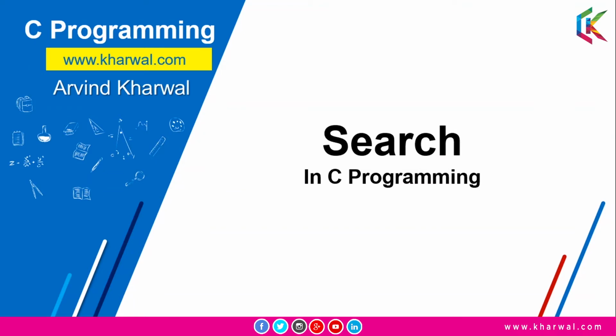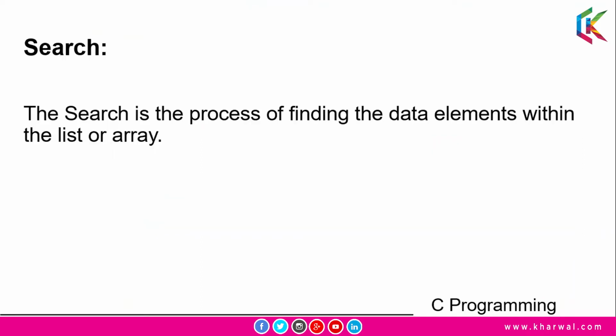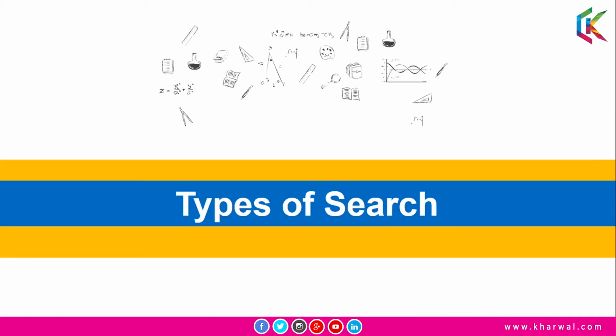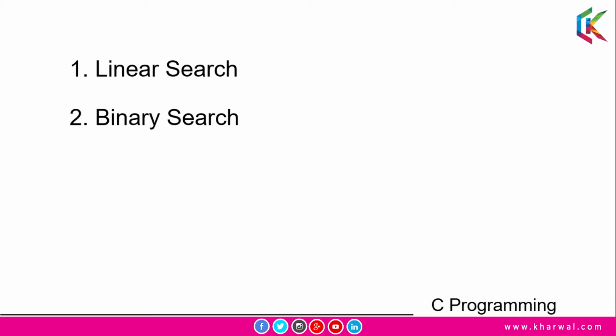In this session, we are going to discuss search in C programming. So let's get started. Guys, search is the process of finding data elements within a list or an array. Let's go ahead and discuss the types of search. We can divide search into two categories: linear search and binary search.